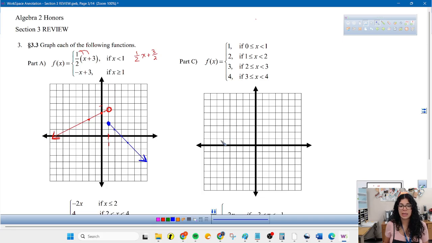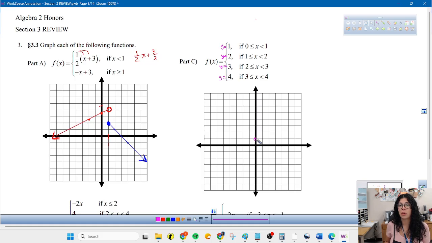Okay, part C. So notice this is just y equals 1, which is a horizontal line on 1, y equals 2, which is a horizontal line on 2, y equals 3, which is a horizontal line on 3, and y equals 4, which is a horizontal line on 4. But I'm using them over different domains. So I'm using the horizontal line between 0 and 1.